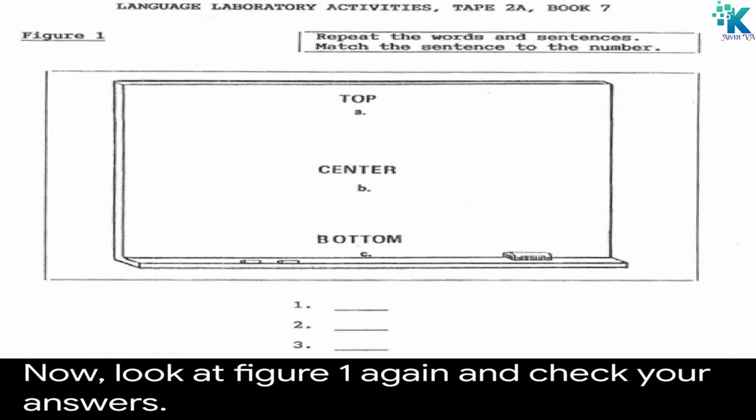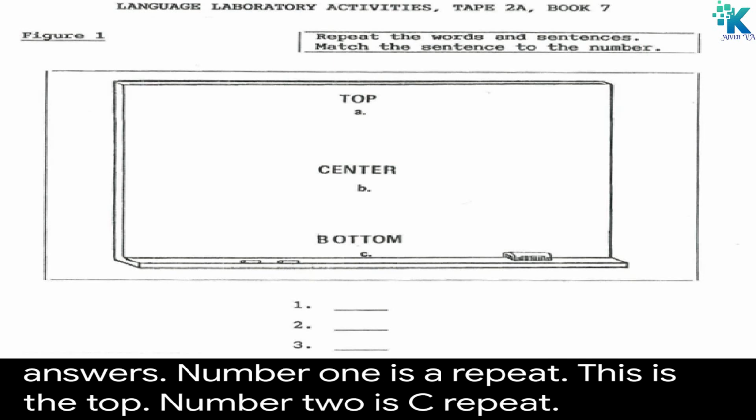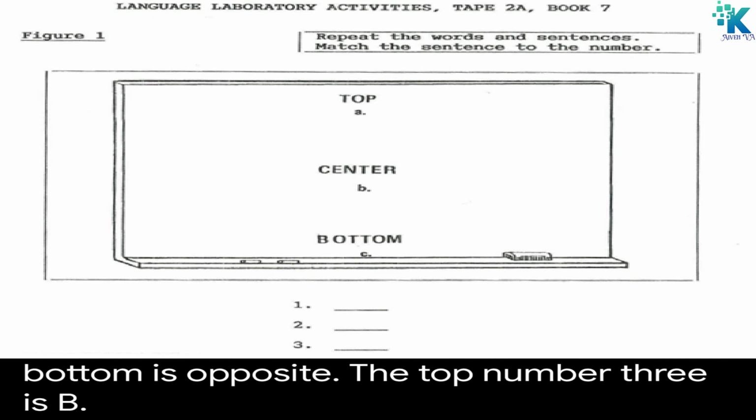Now look at Figure 1 again and check your answers. Number 1 is A. Repeat. This is the top. Number 2 is C. Repeat. The bottom is opposite the top. Number 3 is B. Repeat. This is the center.